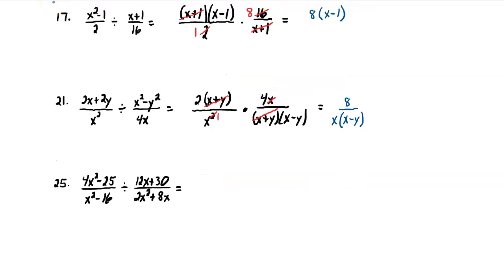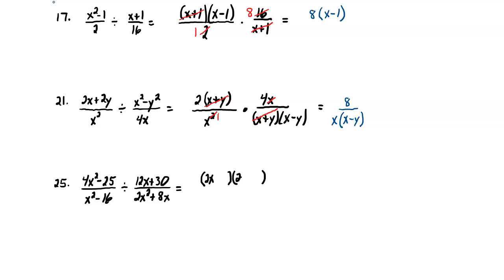And number 25, the same idea. We're doing a division of fractions problem. The fractions themselves are made out of polynomials. It's going to involve factoring. So the top left, that is a difference of squares. It factors as 2 sets of parentheses.